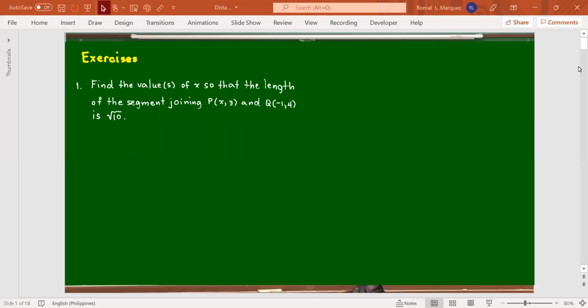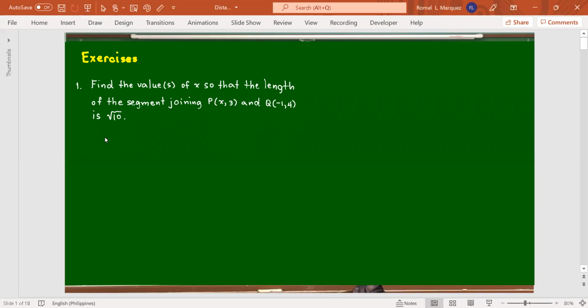We are going to continue what we had last time about distance formula, area of a polygon, and midpoint of a line segment. So let us have the following problems. Number 1, find the value or values of x so that the length of the segment joining the point P whose coordinates are (x, 3) and Q whose coordinates are (-1, 4) is square root of 10.